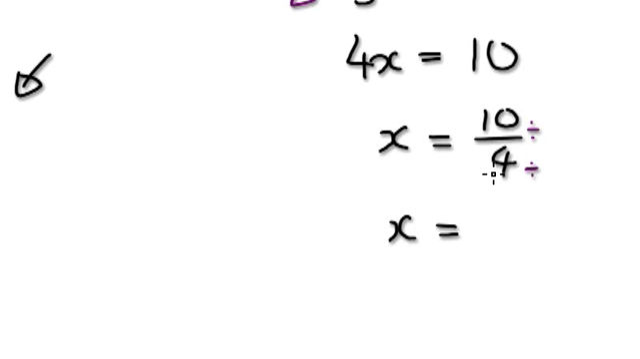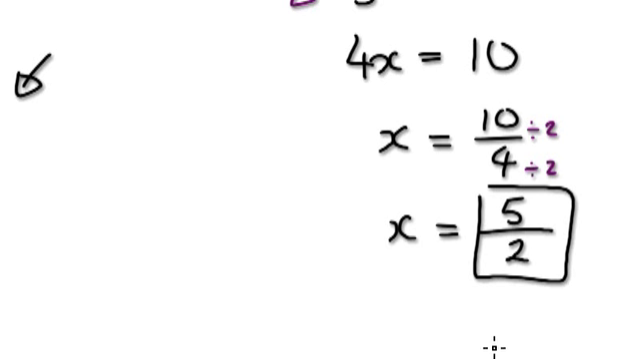Well, 10's an even number. 4's an even number. I know immediately I can divide top and bottom by 2. Because any even number you can actually divide by 2. So 10 divided by 2 is 5, and 4 divided by 2 is 2. So the answer is 5 over 2. Okay, 5 over 2, which is 2.5. But leave it as this fraction here. You can leave it as a fraction.